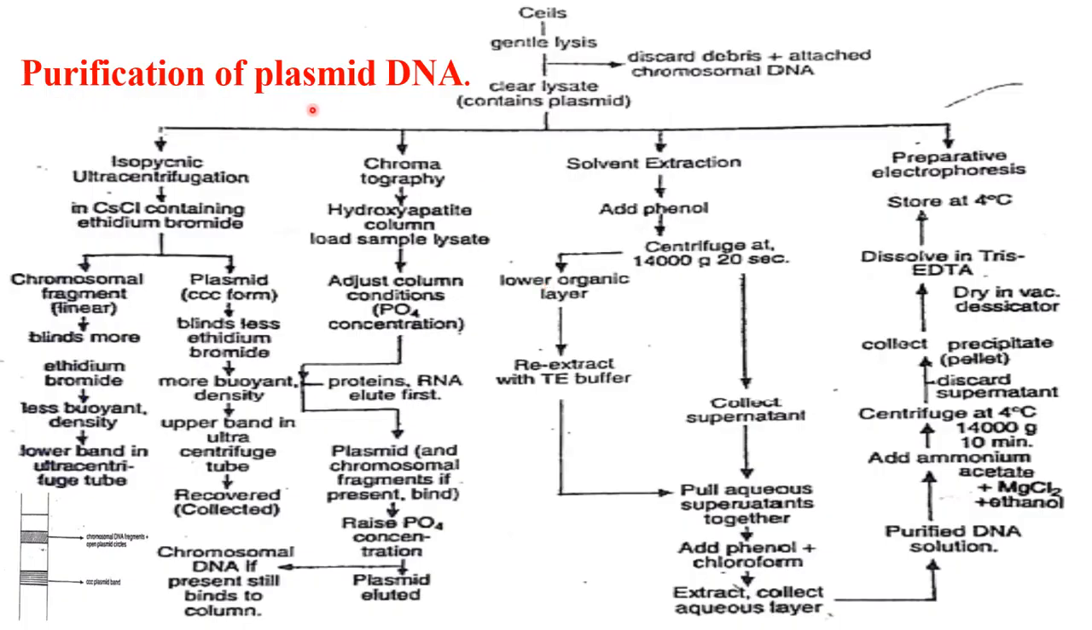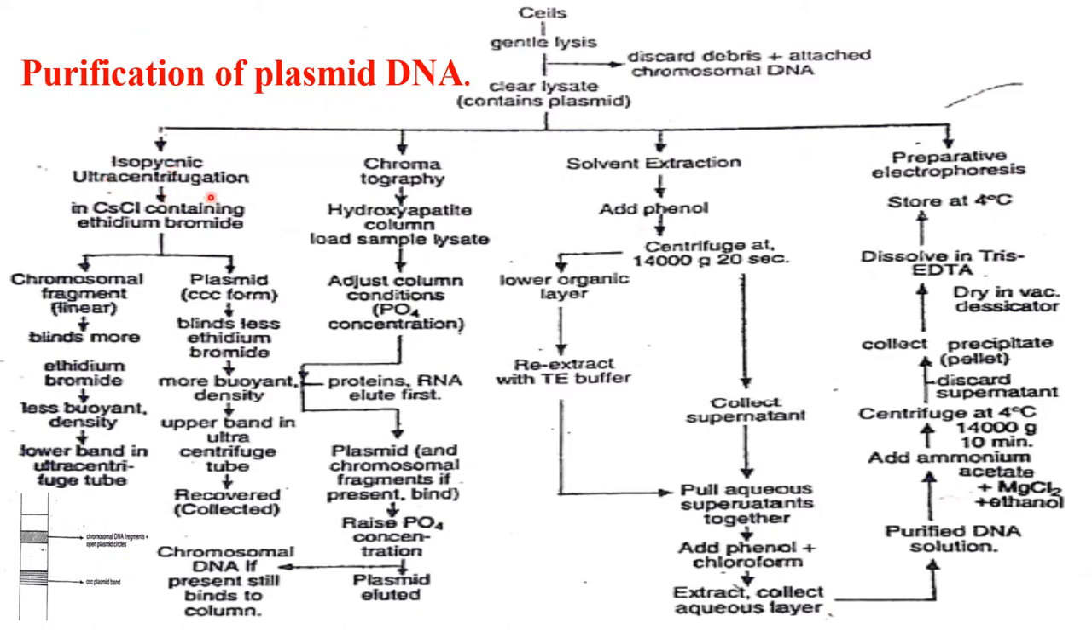Purification of plasmid DNA can be done by four methods. One is isopycnic ultracentrifugation, second is chromatography, third is solvent extraction, or it could be done by preparative electrophoresis. So these are the four methods used for the purification of plasmid.